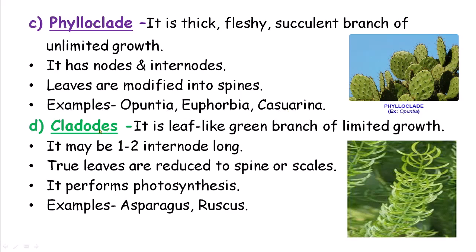Fourth type of the aerial modification is the cladode. It is a leaf-like green branch of limited growth. The phylloclade was of unlimited growth, but the cladode is of limited growth. It may be 1 to 2 internodes long and the true leaves are reduced to spines or scales. It also performs the photosynthesis. Examples are the asparagus and the ruscus.